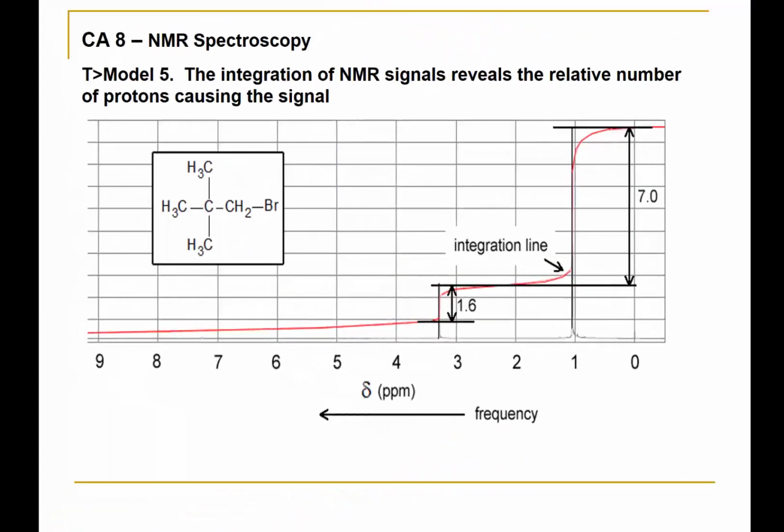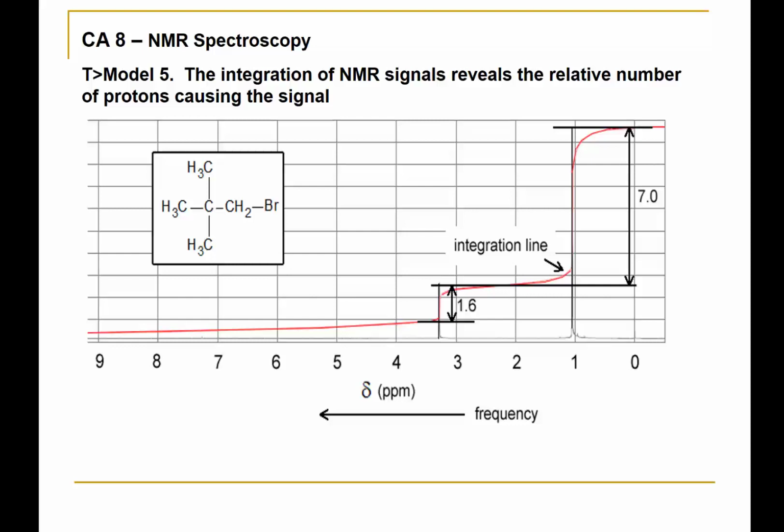To explore this last concept, let us return to the spectrum of 1-bromo-2,2-dimethylpropane, as shown in teaching model number 5. What's different about the spectrum shown here is that the integration line is included. The integration line essentially measures the area under the peak and reflects the number of protons in that particular environment. In the old days, an NMR spectrum was printed out in paper form, and researchers had to actually measure the height of the line, which reflected the area under the curve. Nowadays, of course, the computer will print something out.